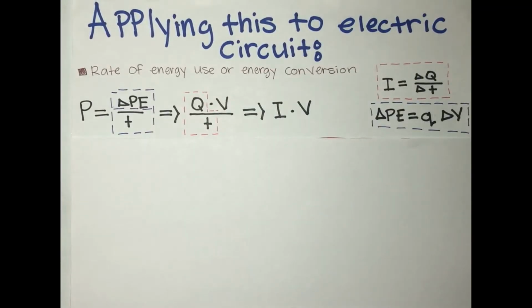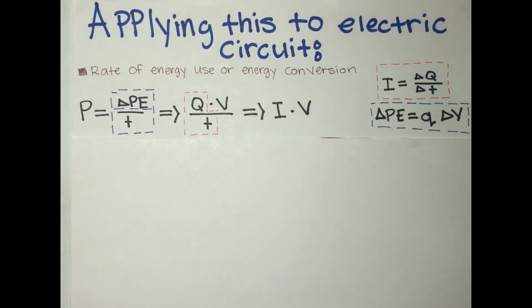All right, so now let's take this information and see if we can apply it to an electric circuit. We know that power is the rate of energy use or energy conversion, and that power equals a change in potential energy over time. You'll see here that you're able to rearrange that equation and derive the equation P equals I times V, where I is current and V is voltage.